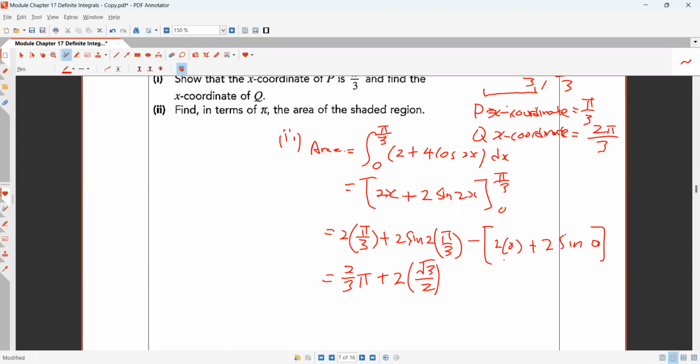And then this one is 0. And this one, sine 0 is 0. So they're basically no more behind. So you're just left with the one in front. And finally, when you simplify the 2 and 2, you get 2 over 3 pi plus square root of 3. Yeah, that is the answer.